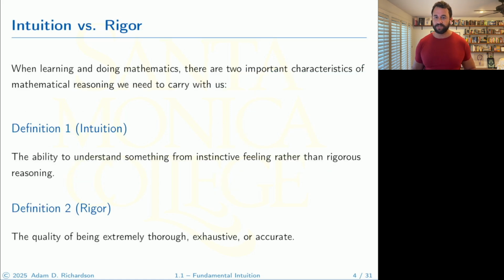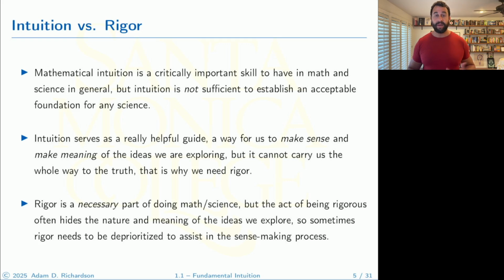But let's talk about intuition versus rigor to start. So, when we're learning and doing math, there's two important characteristics of mathematical reasoning that we need to carry with us. One of them is intuition, and that's basically the ability to understand something from an instinctive feeling rather than a rigorous reasoning built from a rigorous foundation. And then the complement of that on the other side is rigor, and rigor is the quality of being extremely thorough, exhaustive, or accurate. So there's a play that goes on between these two when you do and you learn math. Mathematical intuition is critically important. It's important in math and science in general, but it's not sufficient as an acceptable foundation for science. And that's kind of the catch.